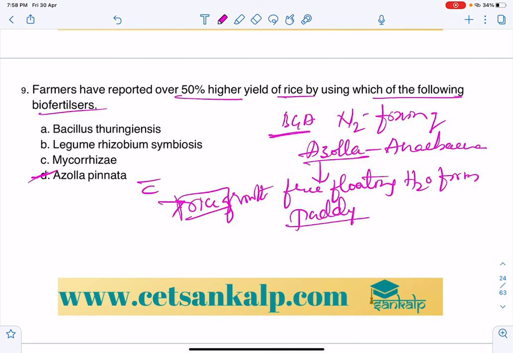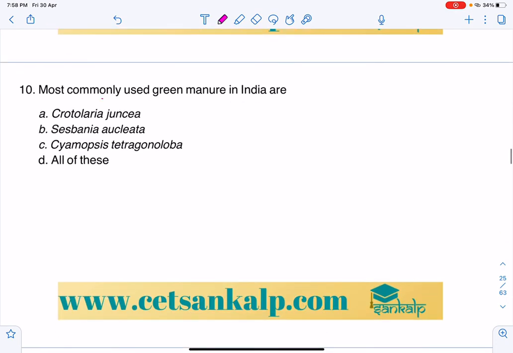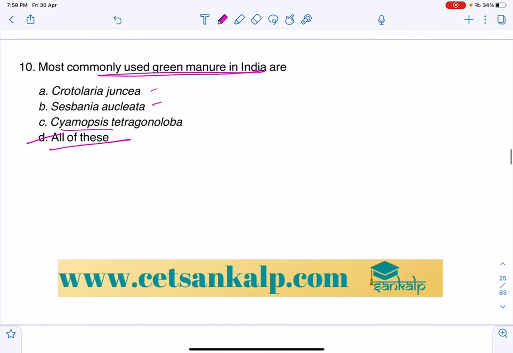improving the quality or growth. Most commonly used green manure in India, that is Crotalaria and then Sesbania and so on. All these will be used as a green manure.